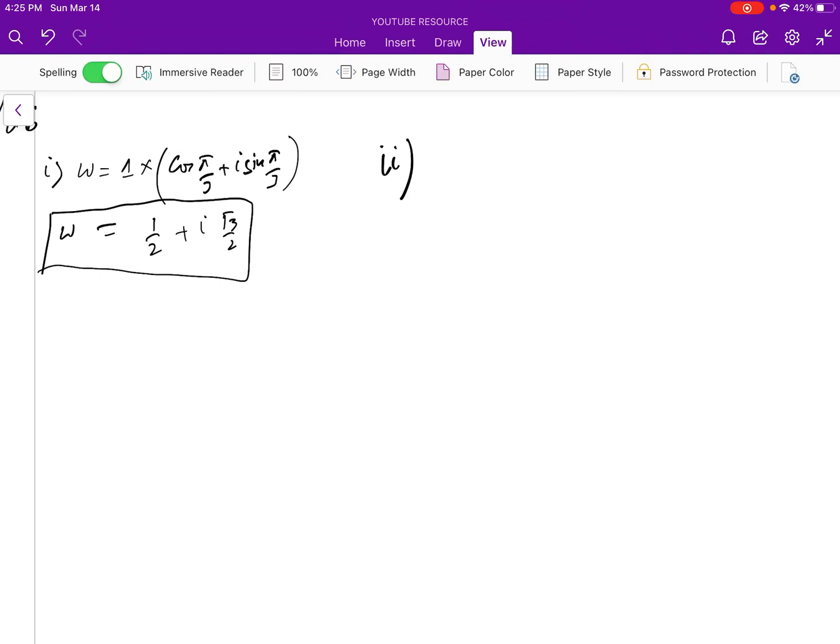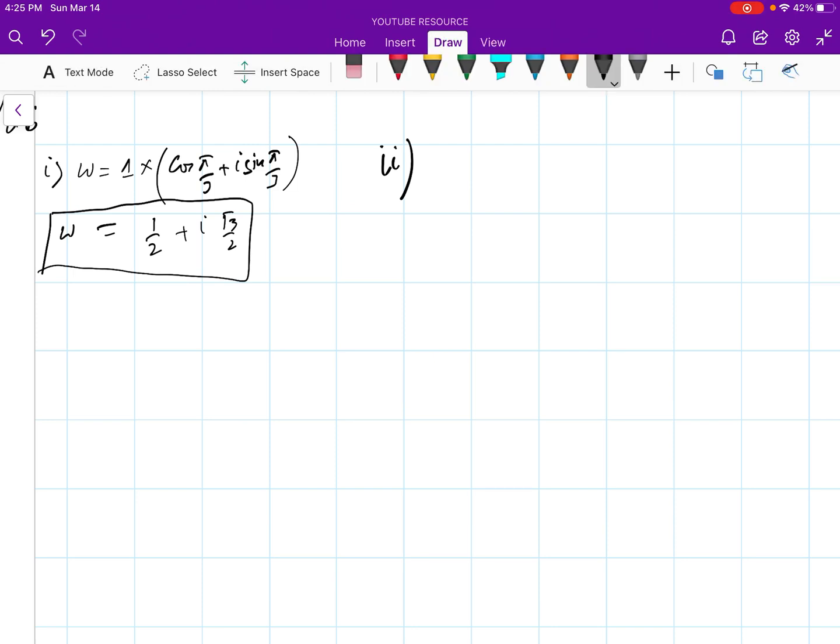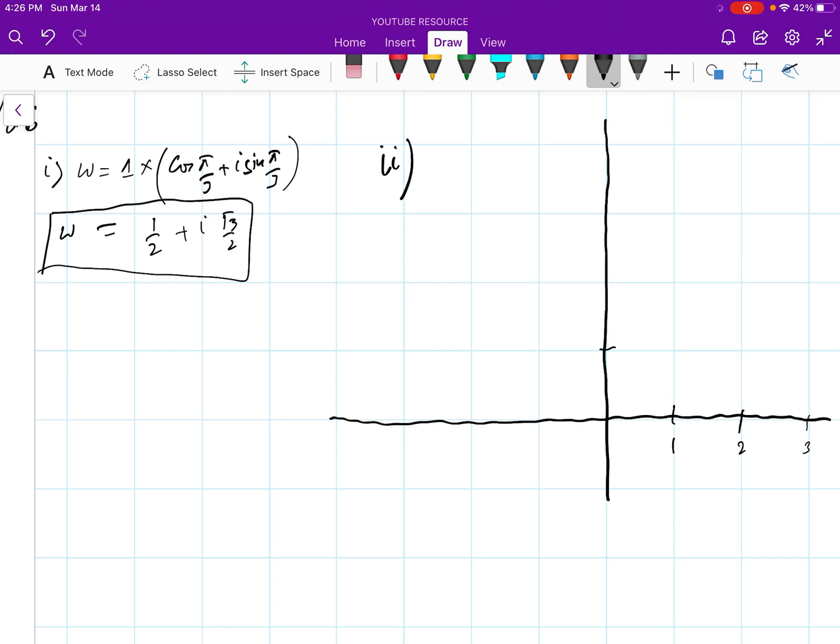So let me take a grid. On an Argand diagram, if we have to represent u and v, you should mark the x and y axes, and it should be the same scale. This is the requirement of the question. Whenever you make an Argand diagram, you take the same scale on both the axes, both the real and the imaginary axis.